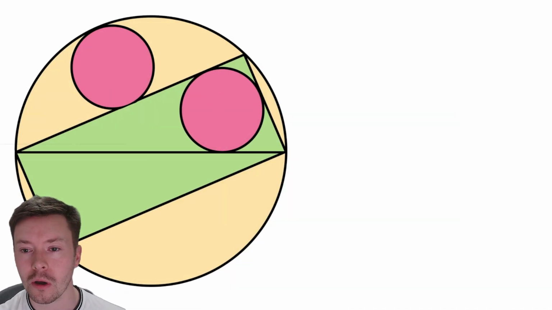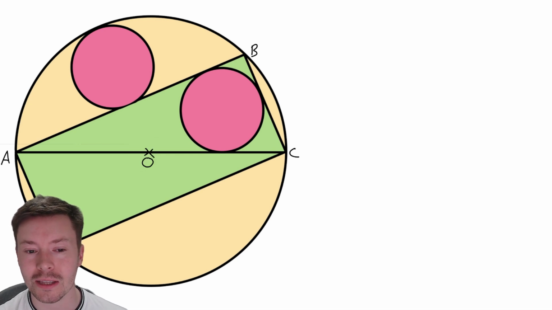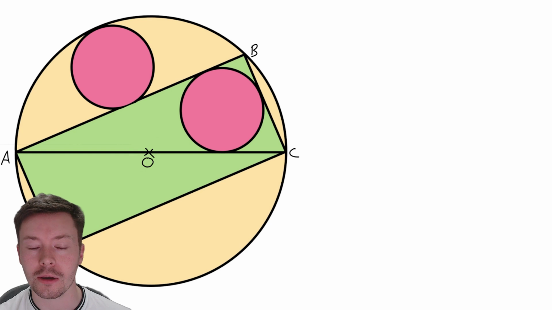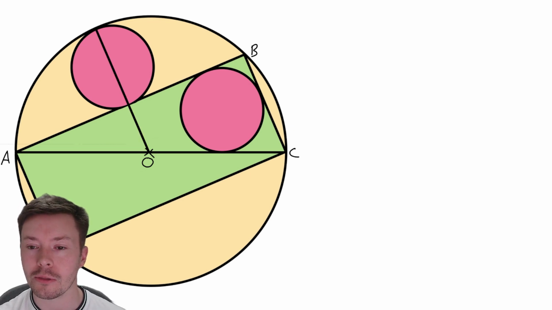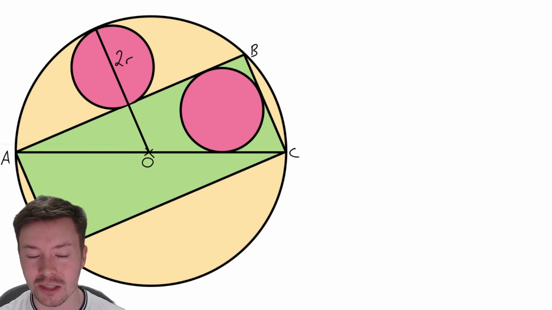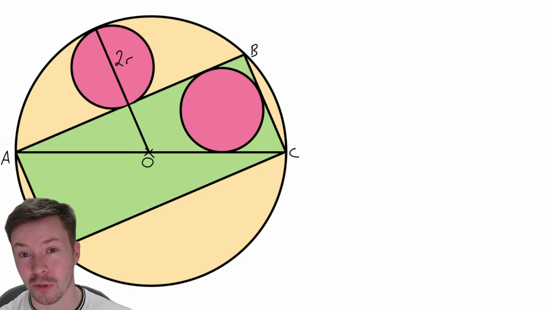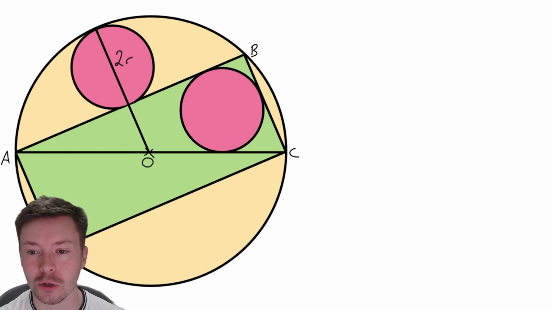Now, the next thing I'm going to do is start labeling some of these things. I'm going to label the center of the yellow circle O, and then the corners that I need of my green rectangle A, B, and C. Then I'm going to introduce a radius. The radius of the yellow circle goes through the pink or red circle, and I'm going to label that as 2R. That's 2R, the diameter of the red or pink circle. Then we add a little bit extra on, so we're going to call that X for the radius of the yellow circle.